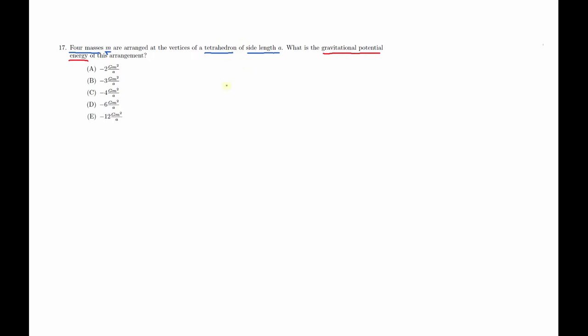Let me first draw the first mass. So we have a mass here. Let me make it bigger. Before I introduce another mass, by itself there is no gravitational potential energy. However, once I introduce another equal mass, you form a gravitational potential energy that attracts each other, given the length A here.